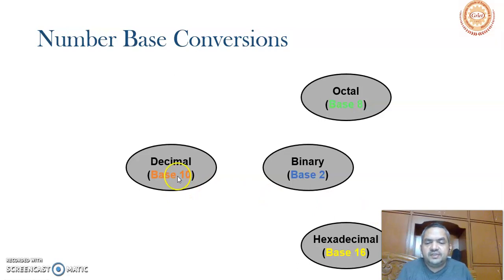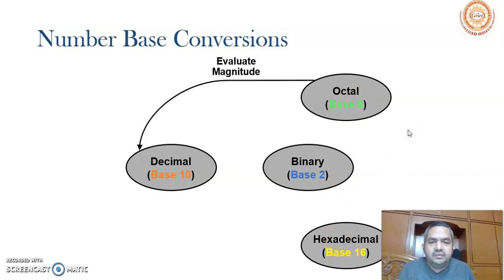Decimal number system is base 10, which we use normally. Then the binary number system, which is very much required in digital systems. Then the octal number system and the hexadecimal number system. Now, for many reasons, it is very much required to convert one number system to another, one base to the other base.